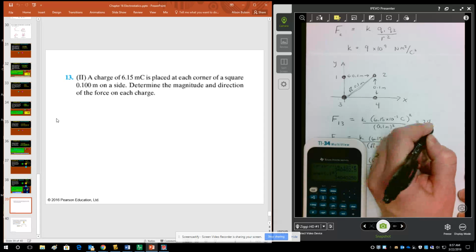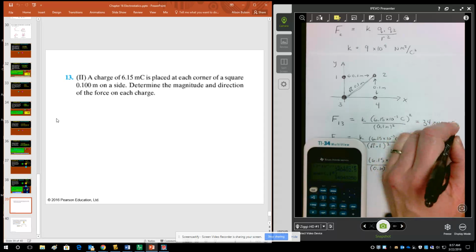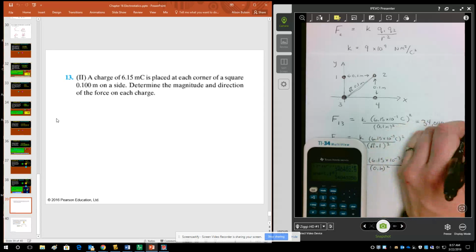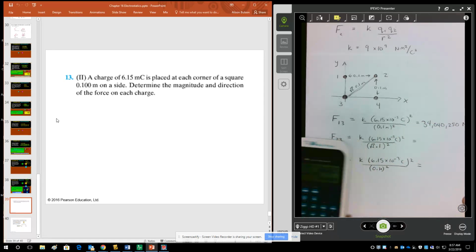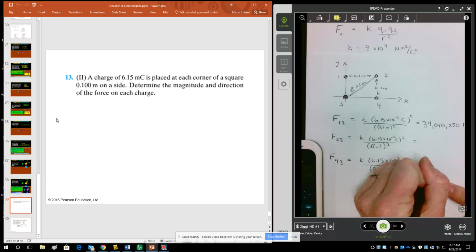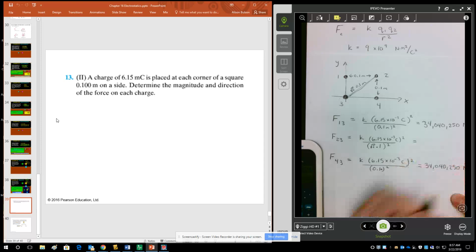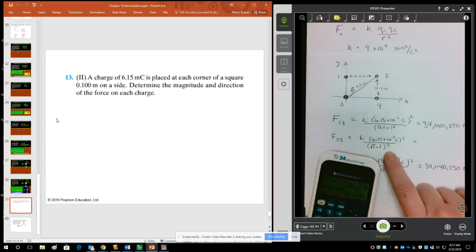I don't know why my calculator is not giving me answers in scientific notation, and I'm already having enough calculator problems, so I'm just going to write it as there. All right, okay, so F13 is here. F43 we have identified as being the same quantity, although different direction. And then we need to recalculate for F23.